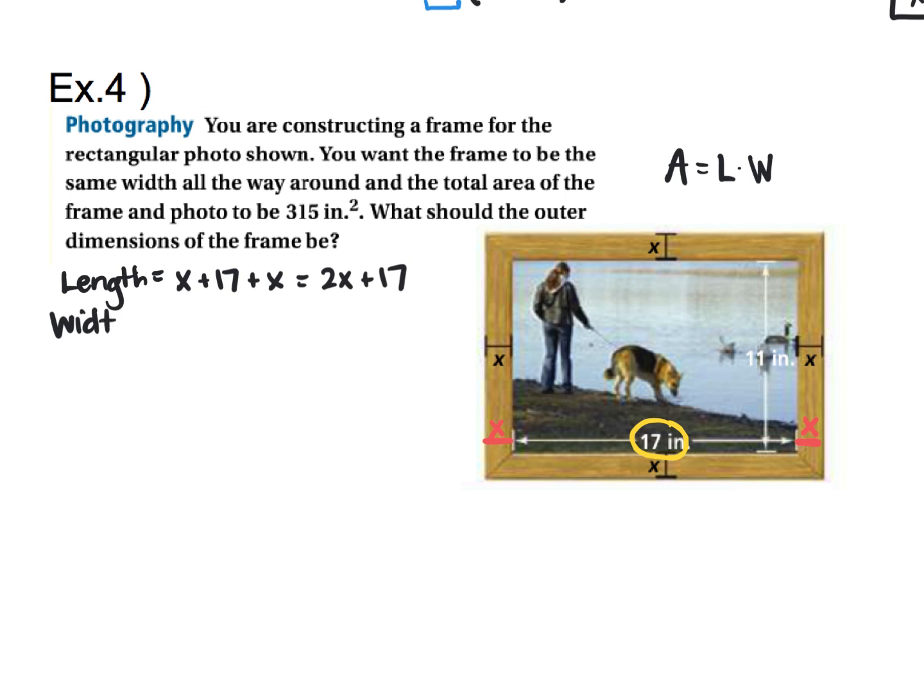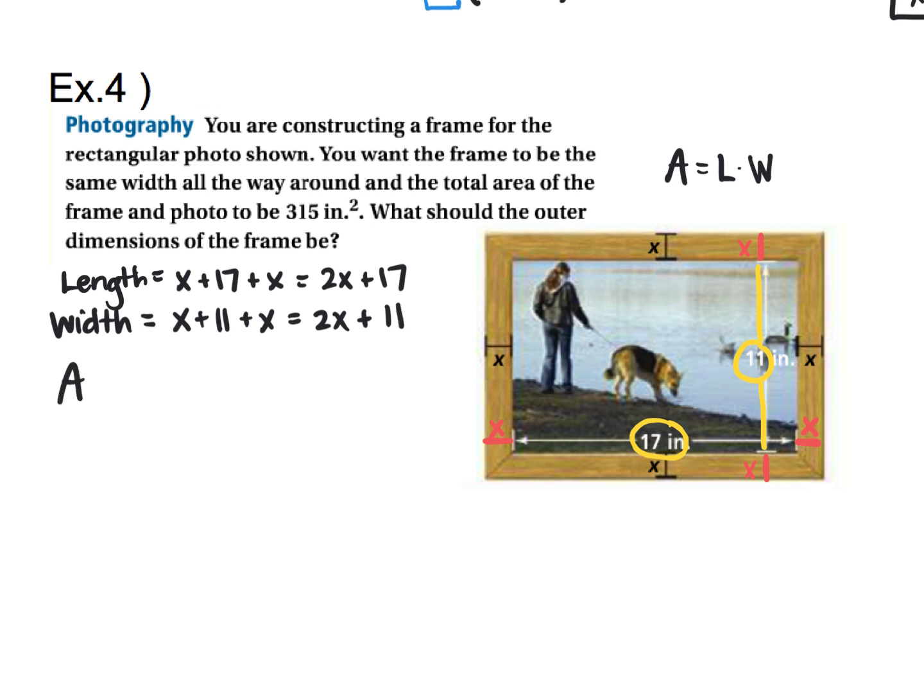All right, now the width measures top to bottom. So the very top is the wooden piece, and that is x. The middle section is 11. That covers all of the picture part. And then the bottom is another x. So if we look at the width, we have x on the top plus 11 in the middle plus x on the bottom. And so that would be 2x plus 11.